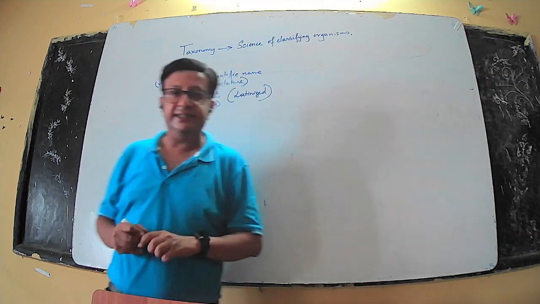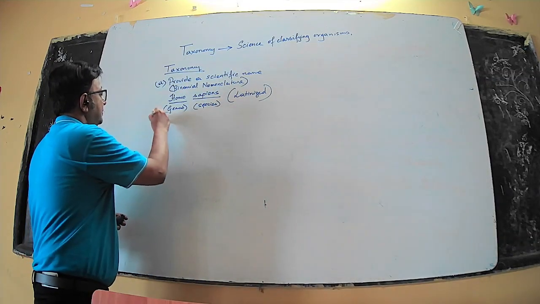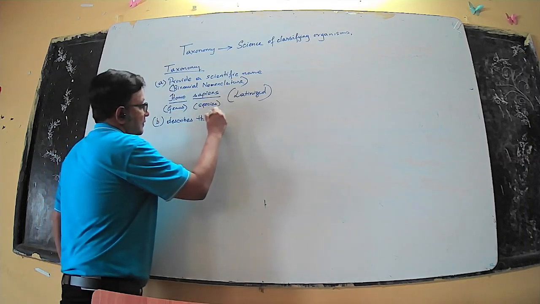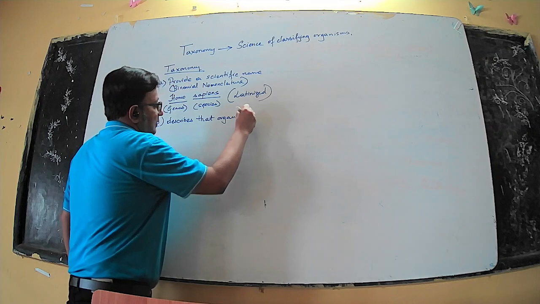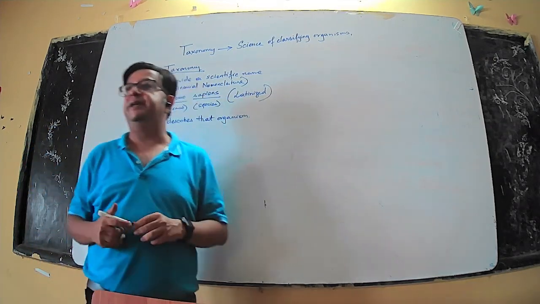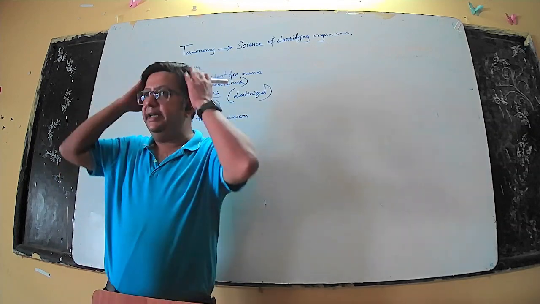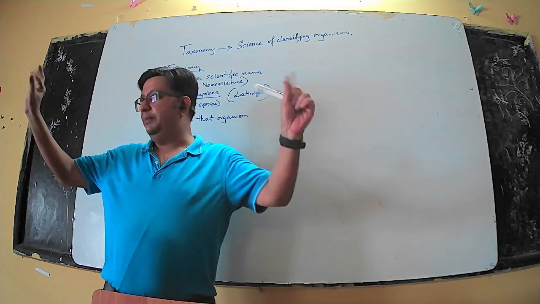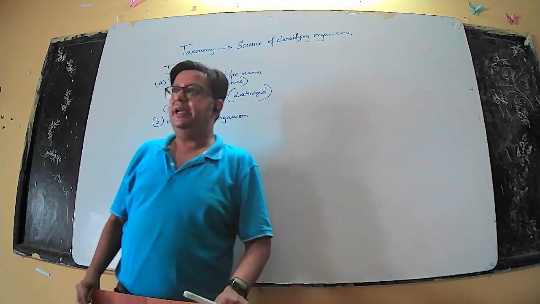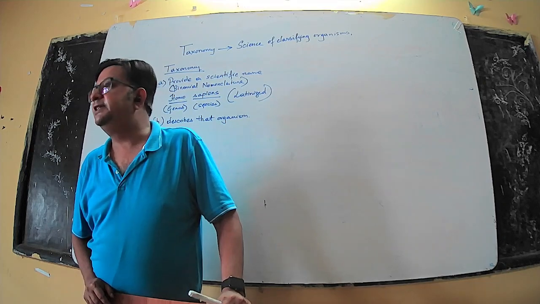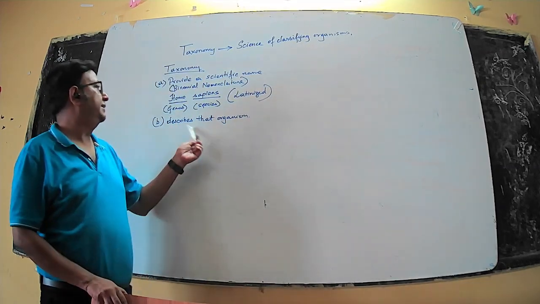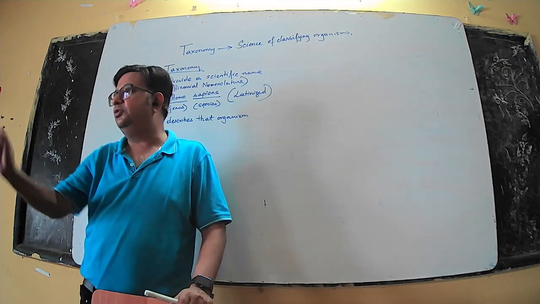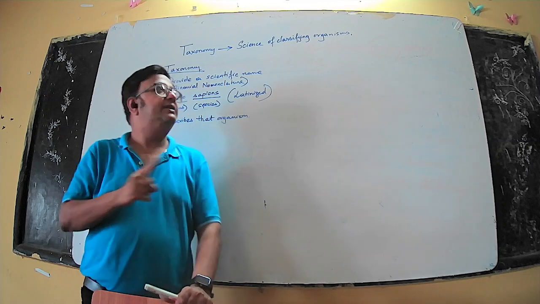The second thing taxonomy does is describe that organism. So when you describe Homo sapiens: erect posture, standing on two legs, increased brain capacity, opposing thumb and fingers, thumb and pointers, they are opposing. These are characteristics of Homo sapiens and primates. You list all the features, 1, 2, 3, 4, 5, 6. In taxonomy, you study this.